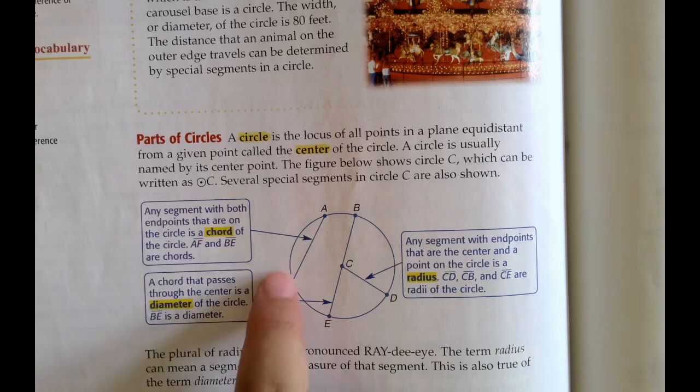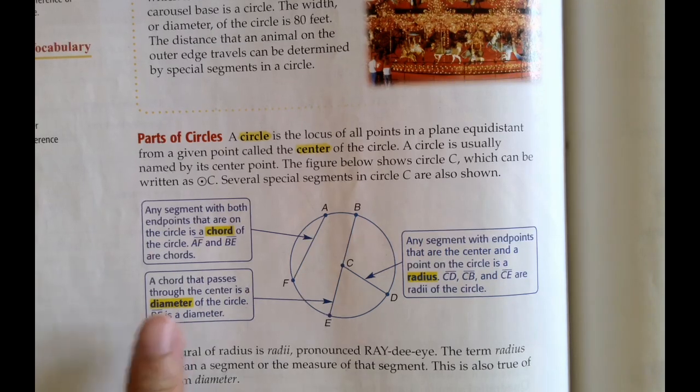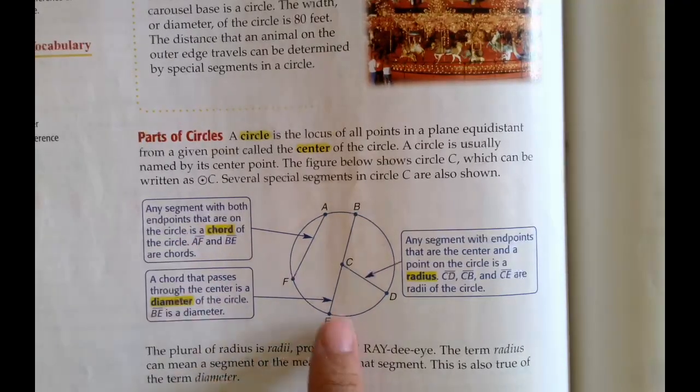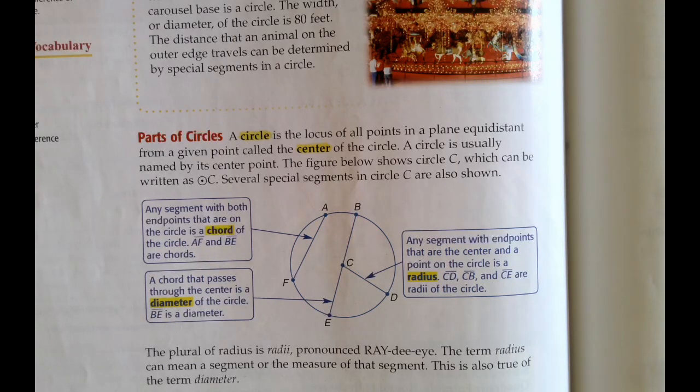The first one here is a chord, and all a chord is, is a segment that goes from one endpoint to another endpoint of the circle. A diameter is a special type of chord, because it also goes end to end, but it specifically goes through the center of the circle. So a diameter is part of the chord family, but it has that extra requirement that it has to go through the center.